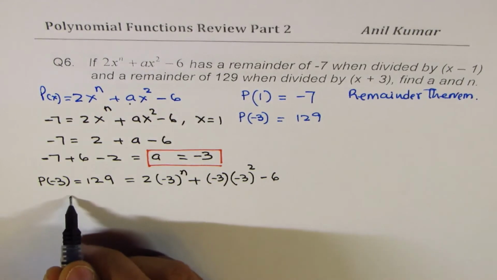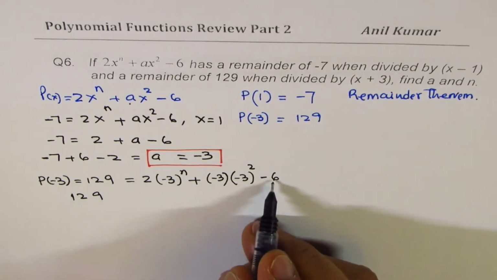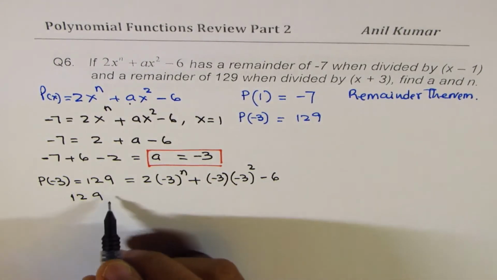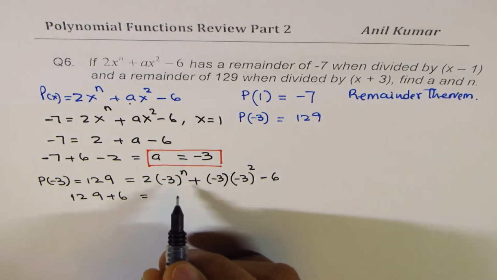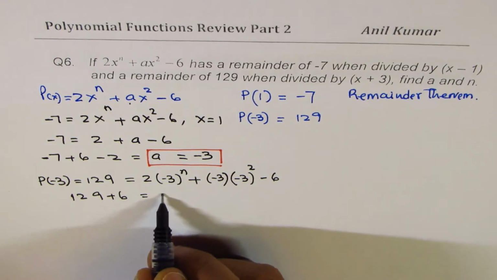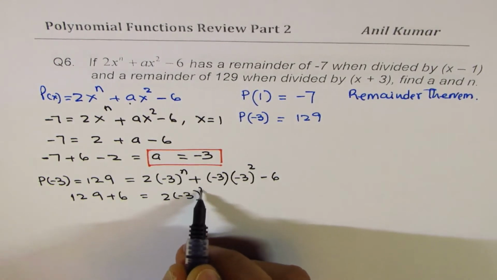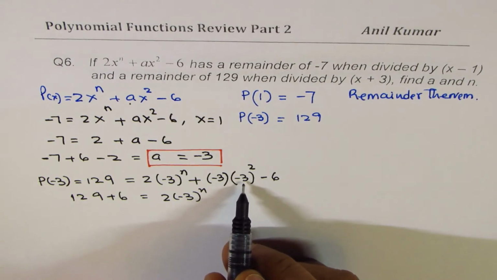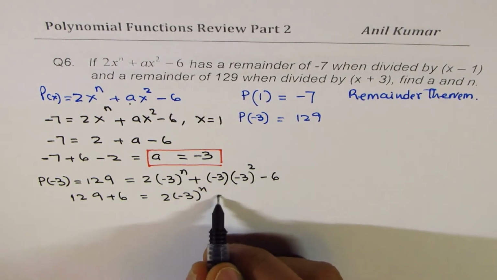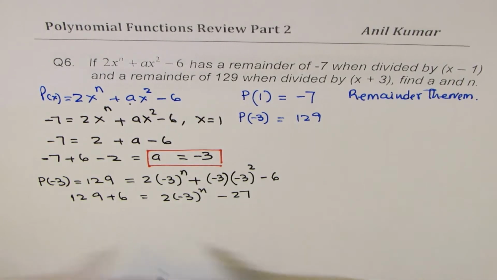So we get 129 minus 6, let's bring it to this side. So we get plus 6. Now here we have 2 times minus 3 to the power of n. Minus 3 squared is 9. 9 times 3 is 27. So we have minus 27 here.